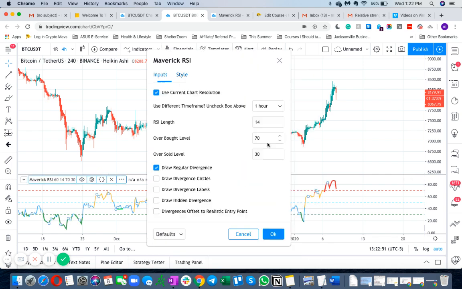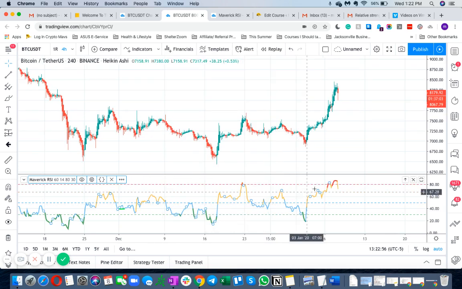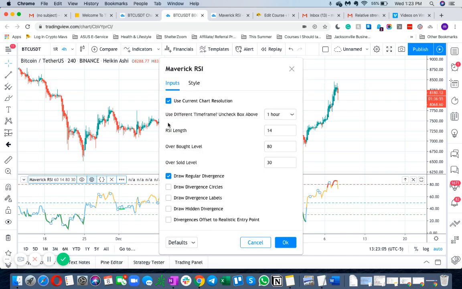You can actually also change the levels themselves. So if I wanted to set an overbought level to 80 instead of only 70, I could do that as well. You can see the colors actually shift as well. So that's a nice feature there. But that's really only the tip of the iceberg when it comes to this indicator. The real, in my mind, the powerhouse feature is this thing called divergence.